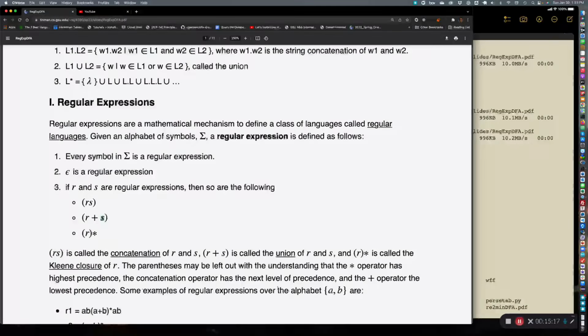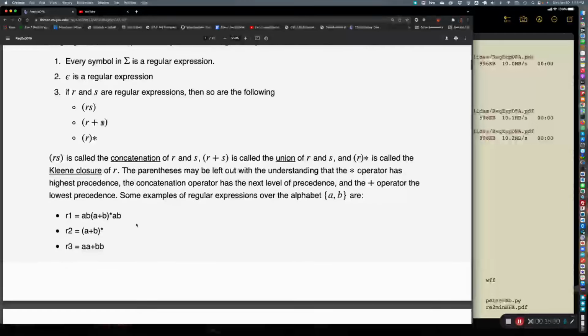If you understand these three levels of precedence, then we can ignore the parentheses. We don't have to ignore the parentheses, but we can if you want to, to make the expression look a little bit more compact without too many parentheses. All right, so here are some examples, and these three examples I'm going to use in the rest of the discussion here. So let's quickly look at these three. R1 is the regular expression AB, followed by A plus B star, followed by AB.